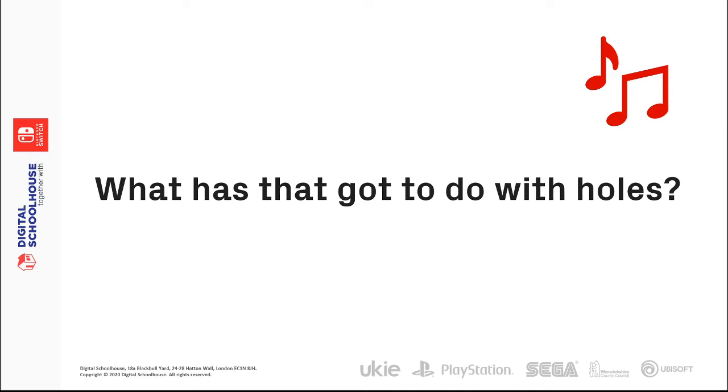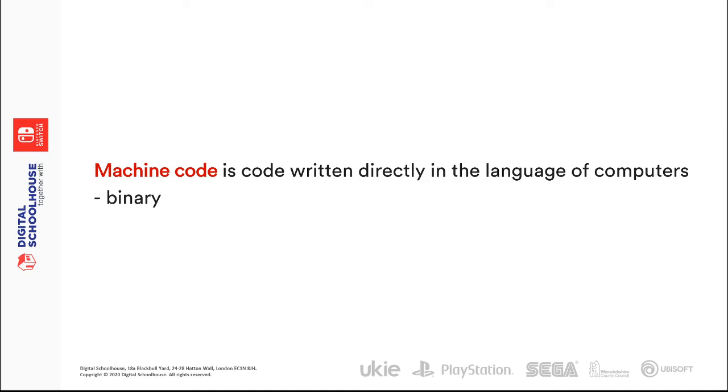First thing we need to know about is a bit of theory, and that is that machine code is code written directly in the language of computers, binary. So when we're talking about binary and using it as instructions on the computer, we're talking about machine code. So just be aware of that. Binary, when it's being processed by the computer, is called machine code.